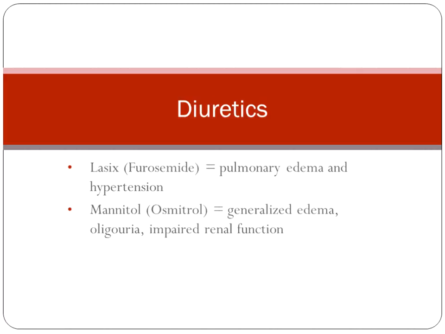Diuretics, first one listed there is Lasix, typically used in pulmonary edema and hypertension. And the next one listed is mannitol or Osmitrol, used for generalized edema in presence where individuals have not produced a lot of urine output secondary to impaired renal function. Mannitol typically used with many head trauma cases.